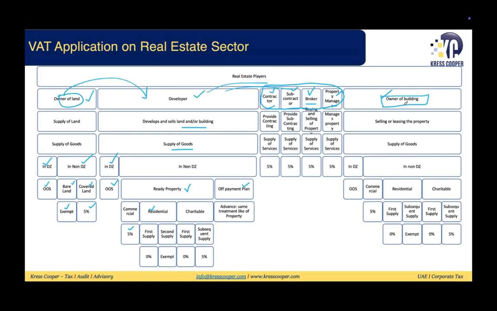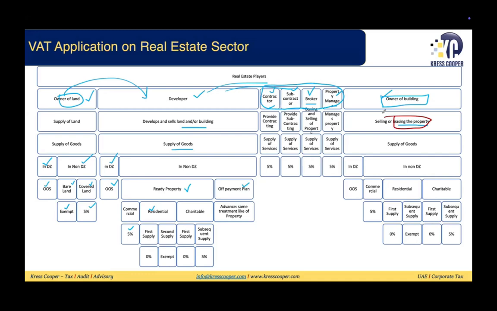They have any ready units, selling or leasing the property. Selling, as I mentioned earlier, or leasing. In both of the cases, this is a supply of goods. Leasing is a supply of goods as well. That is very important. Leasing is not a supply of services. Leasing is a supply of goods. So, supply of goods in the designated zone is out of the scope.